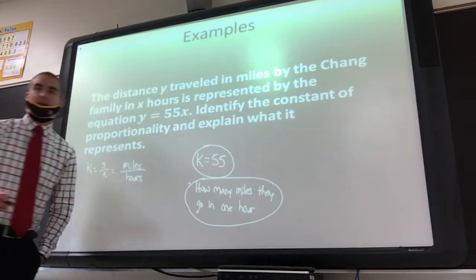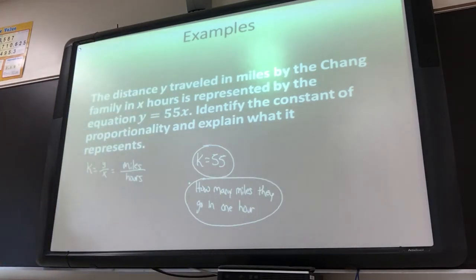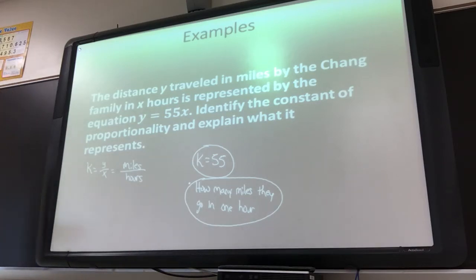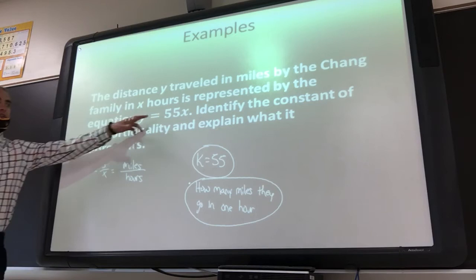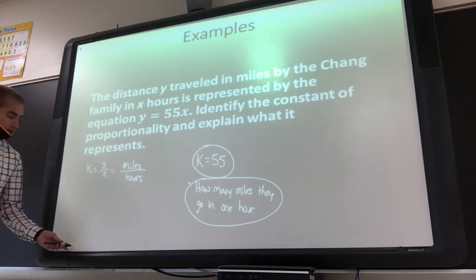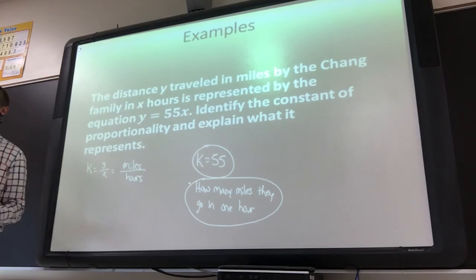What's something else that miles per hour would represent? And if you wrote this, I would count it correct. Miles per hour measures the what? The speed. So if you want to say it's also the speed, I would count that right as well, because that's what miles per hour gives. So picking out what K is, that number in front of x, and then explaining what it means, how many miles they go per hour. All right, any questions on these two so far?